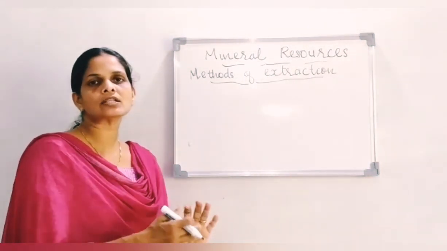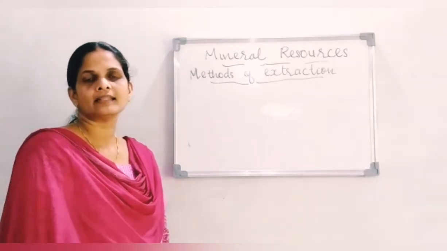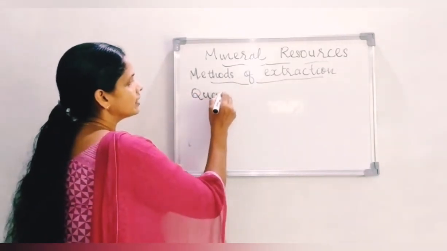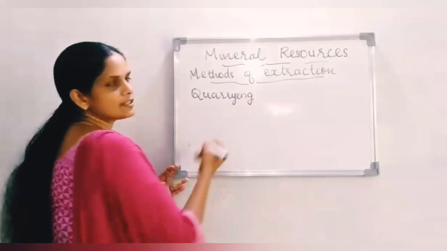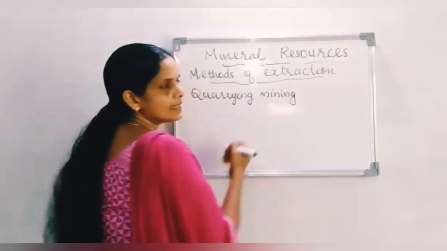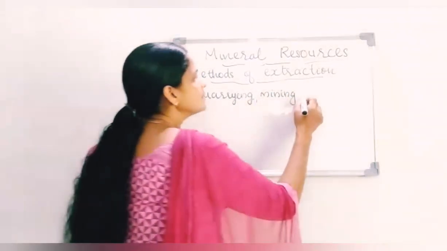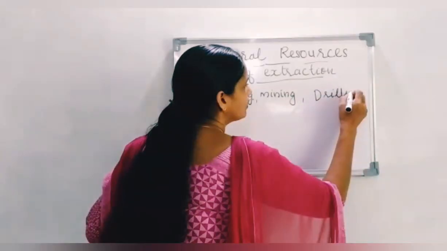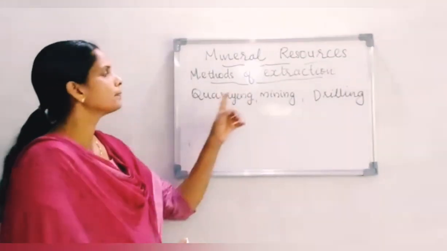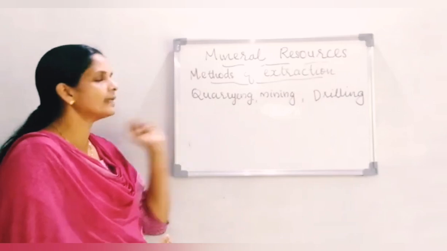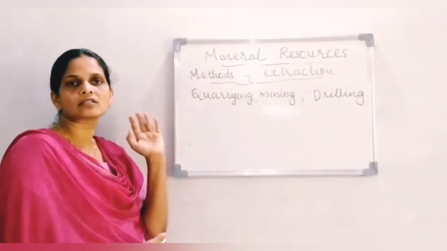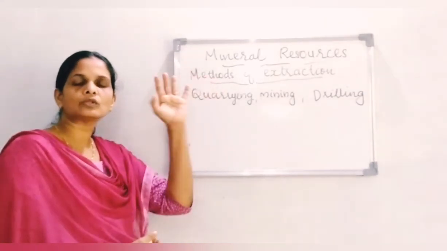This extraction can be divided into mainly three types. The first one is quarrying. The word is very familiar to you. The next is mining. Quarrying, mining, these two words are very easy. And the next one is drilling. There are three methods of extraction: quarrying, mining, drilling. Quarrying, the word is very familiar to you. Near our school, one quarry is there. Not only one, two or three quarries are there.